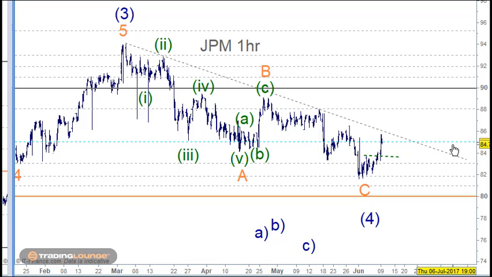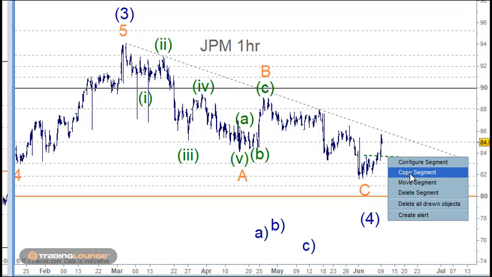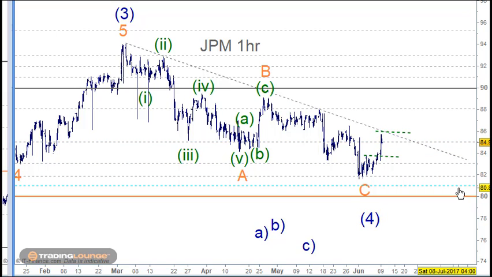So developing a nice support here on the 85 can be a nice leg to the upside at this stage. So that's what we're looking for there. We'll spend a little bit more detail on that, but just clean this up here.